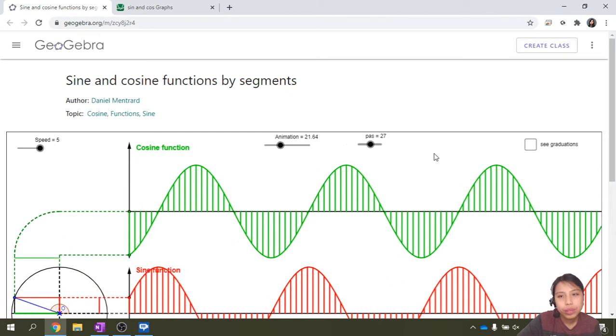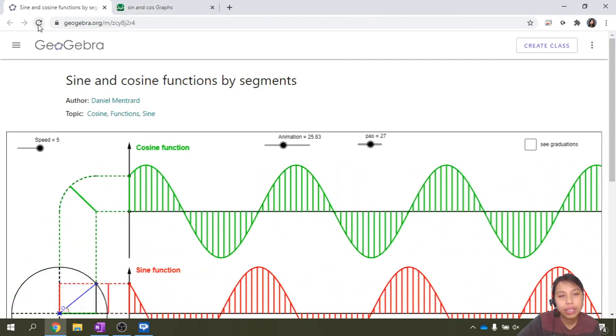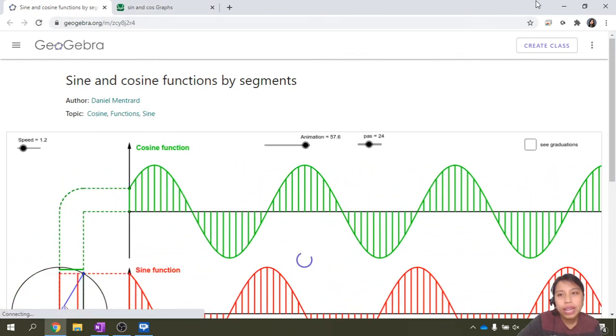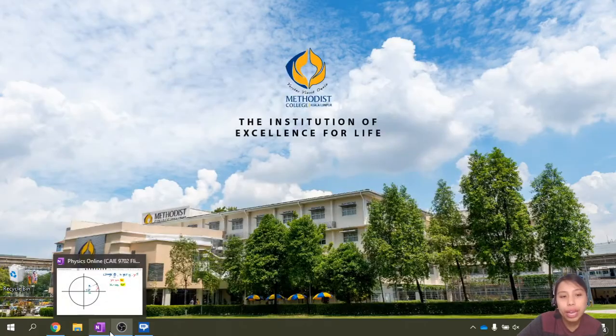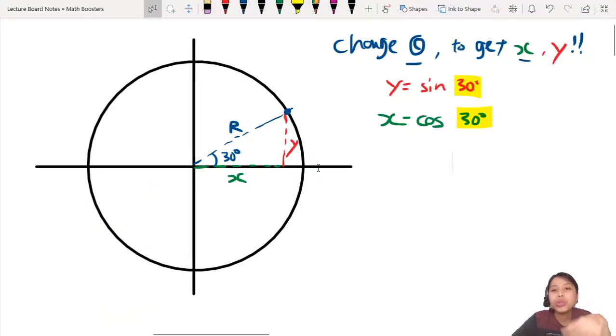Okay, so how do I pause this? Never mind, I just restart. So that is where the graph comes from. You can use a triangle in a circle to create graphs by changing theta. You just keep changing theta in a circle.